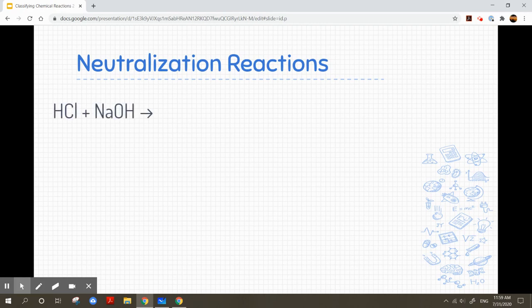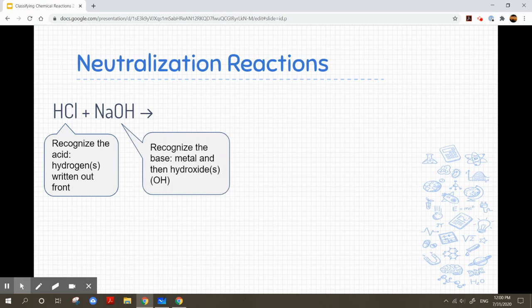One type of special double displacement reaction is the acid-base neutralization reaction, where an acid reacts with a base. We'll see these a lot, and we'll talk about them in a lot more detail in the second part of the year. For right now, we recognize the acid by seeing some number of hydrogens bonded to a nonmetal or a group of nonmetals. We recognize the base by a metal bonded to some number of OH, hydroxides. So OH, that's hydroxide.